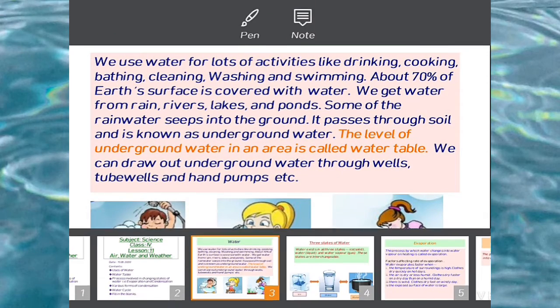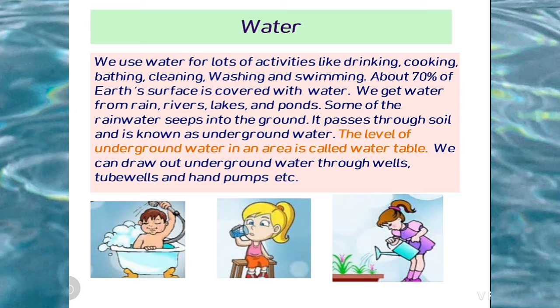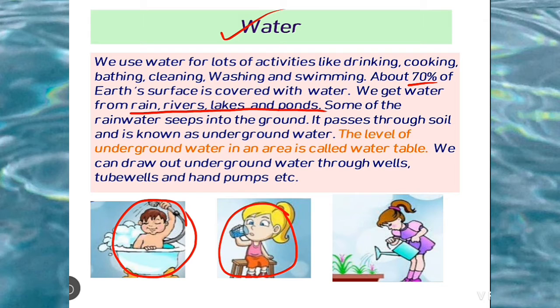Children, you all know how essential water is for all of us. About 70% of the earth's surface is covered with water. And what are the various sources of water? The various sources of water are rivers, lakes, ponds, rain, etc. We use water for various activities like drinking, bathing, cooking, cleaning, watering plants, swimming, etc.